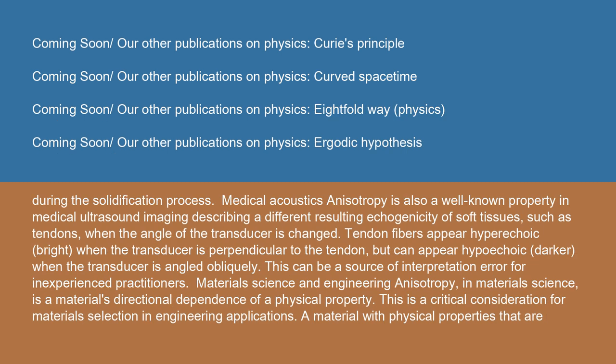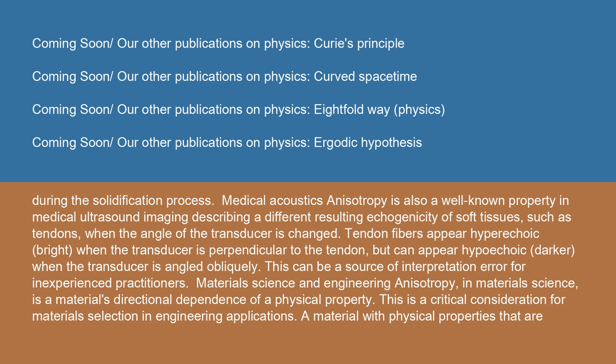Medical acoustics: anisotropy is also a well-known property in medical ultrasound imaging, describing a different resulting echogenicity of soft tissues, such as tendons, when the angle of the transducer is changed. Tendon fibers appear hyperechoic, bright, when the transducer is perpendicular to the tendon, but can appear hypoechoic, darker, when the transducer is angled obliquely. This can be a source of interpretation error for inexperienced practitioners.